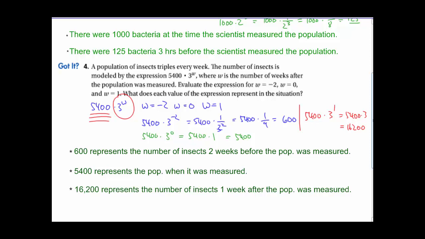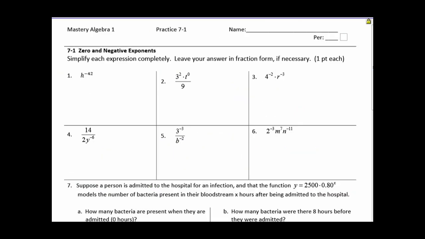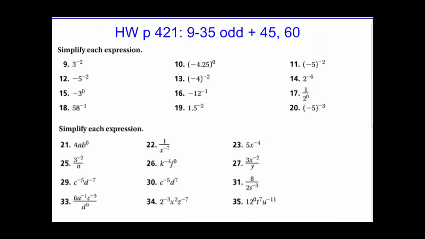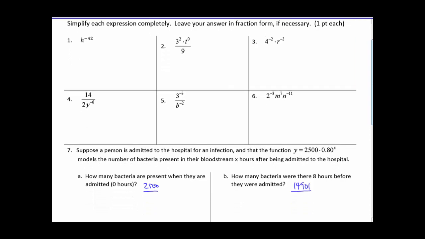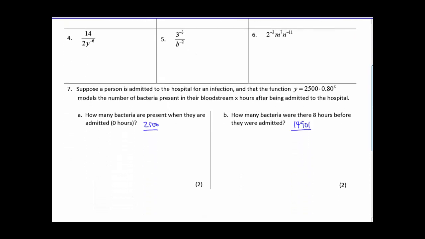All right, next page. So take what we just learned in 7.1. Apply it to this practice. 7.1, be sure to check your answers at the end of the document. Once you finish this and you feel confident, don't forget the book work. Be sure to check your answers on page 421. And don't forget to check your answers on these last two for 7-1, 2500 and 14901.